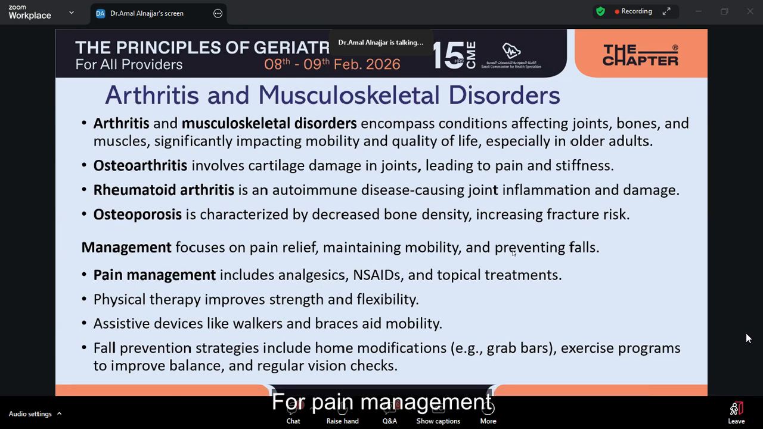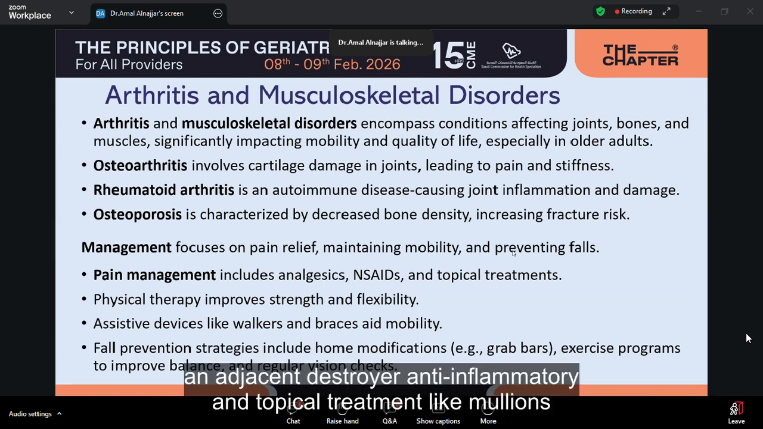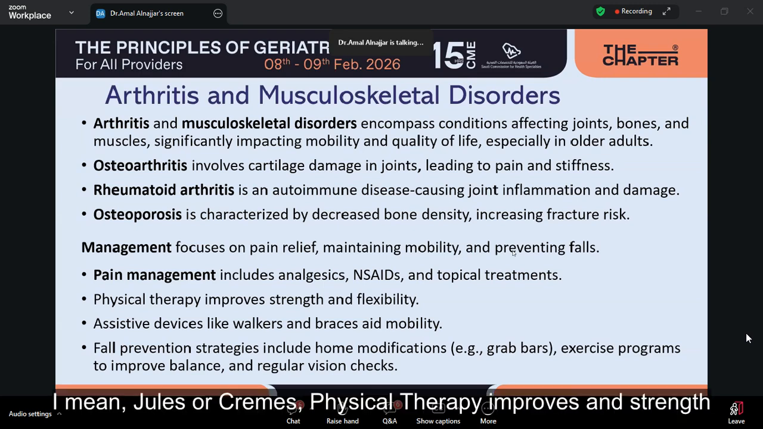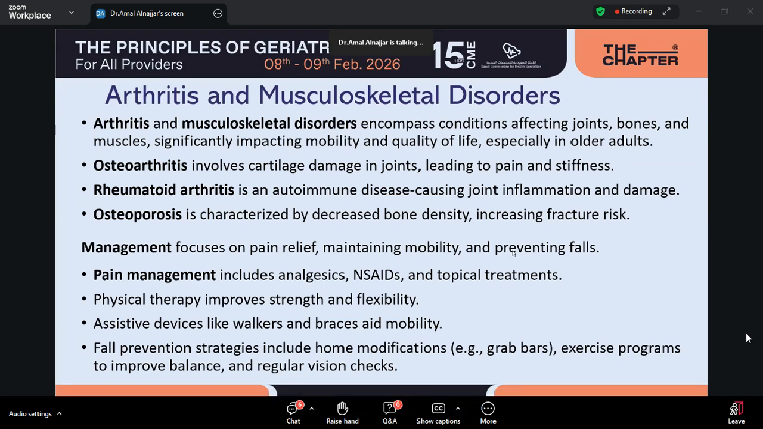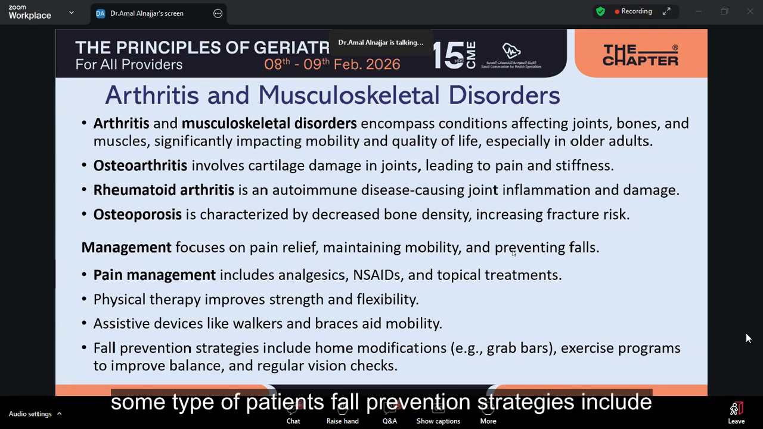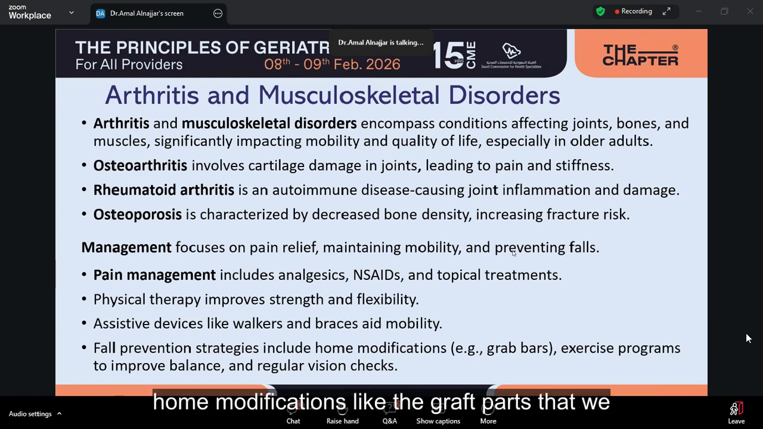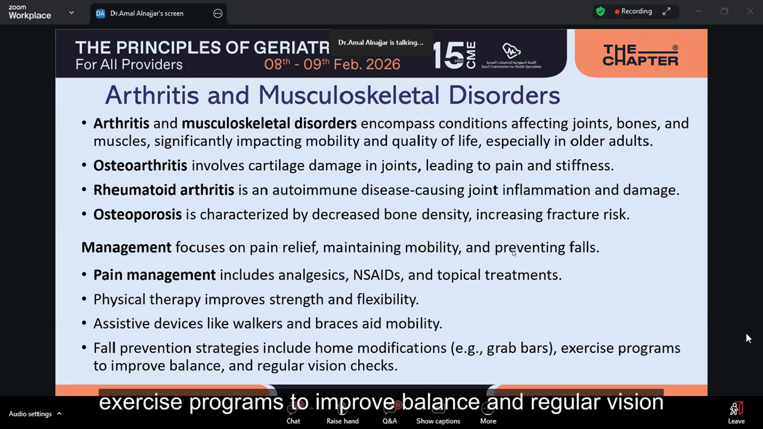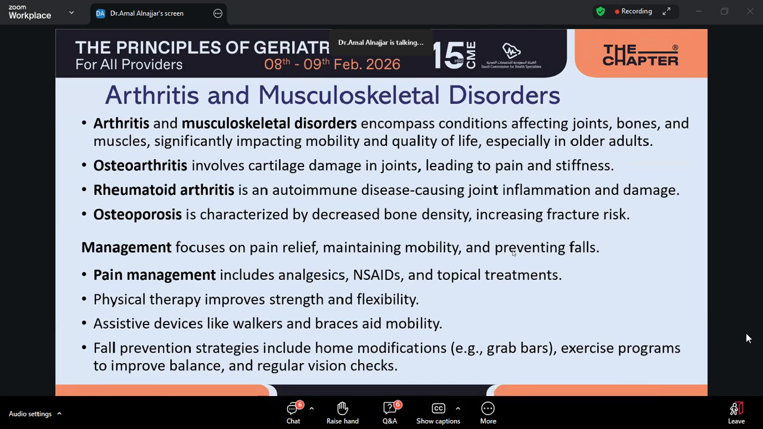For pain management, as we said, analgesics, non-steroidal anti-inflammatories, and topical treatments like emollients, gels, or creams. Physical therapy improves strength and flexibility. Assistive devices like walkers and braces aid mobility and are preferred with some types of patients. Fall prevention strategies include home modifications like grab bars, which we usually keep in the toilets for older patients, exercise programs to improve balance, and regular vision checks.